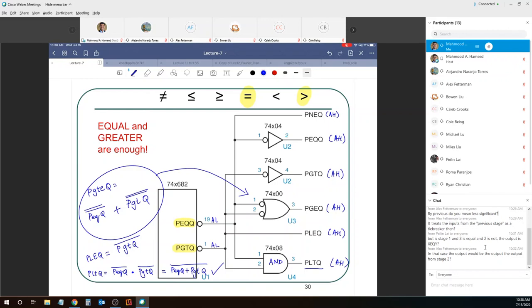So this is a quick discussion about how you can use some logic gates in front of this 682 chip to derive all the 6 outputs in active high format using only 2 outputs from the chip, which are in active low format. All right, questions about this slide, slide number 30.